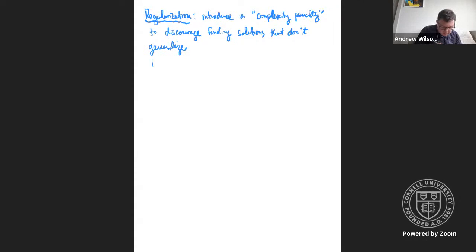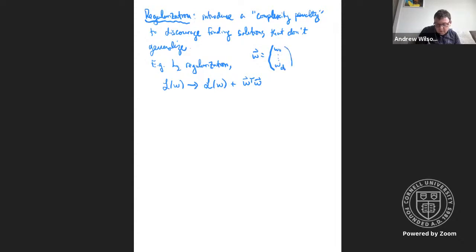And so a common regularizer is L2 regularization, where we penalize the norm of our parameters. So we have our loss, and we create a new loss, which is L(W) plus W transpose W, where I've collected all of my parameters into some vector W. So the W vector is just W0 up to WD if I've got D parameters. And so basically this just says, let's not use big weights.